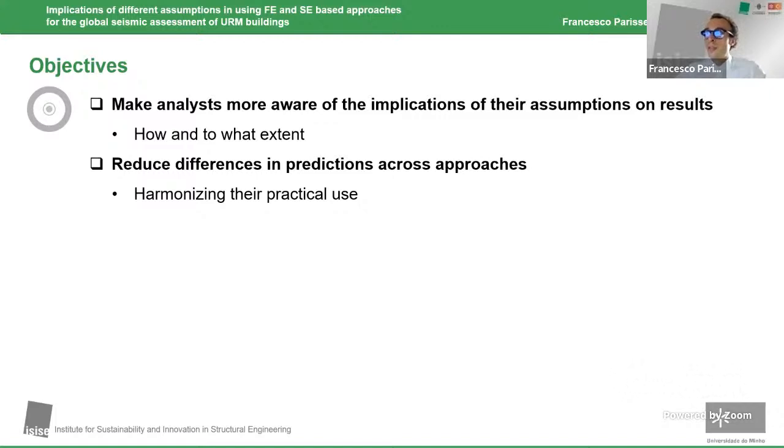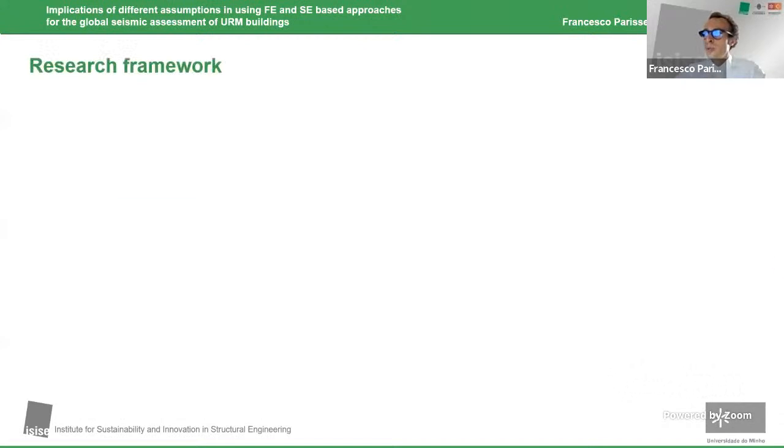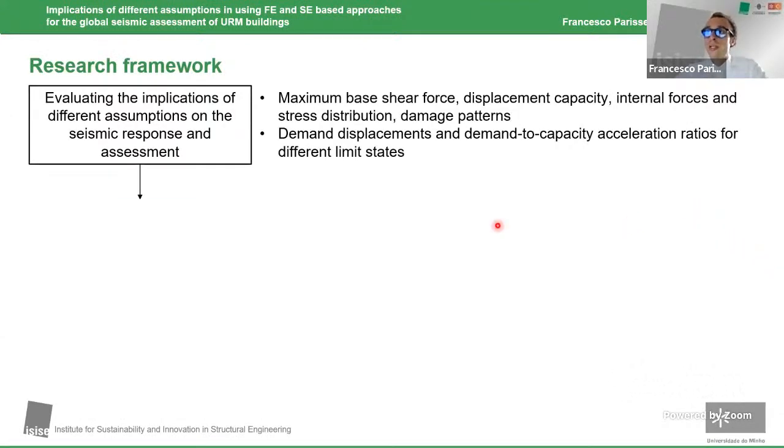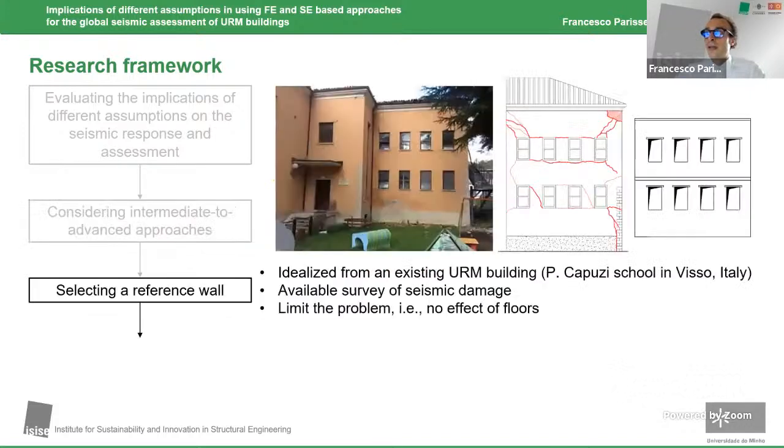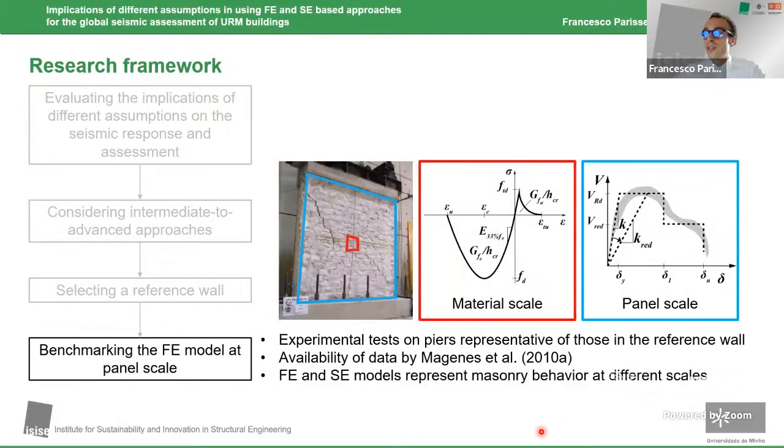But how can we pursue these objectives? Basically, with the following research framework. The implication of different assumptions on the seismic assessment will be evaluated by considering two different intermediate to advanced approaches, such as pushover analysis on finite element and structural element models, by using two software, Diana and Tremuri, respectively. And the analysis will be focused on a reference wall, which is idealized from an existing masonry wall in Visso. But since the two different modeling strategies work at different scales, a first benchmarking of the response at panel scale for the finite element model is required.